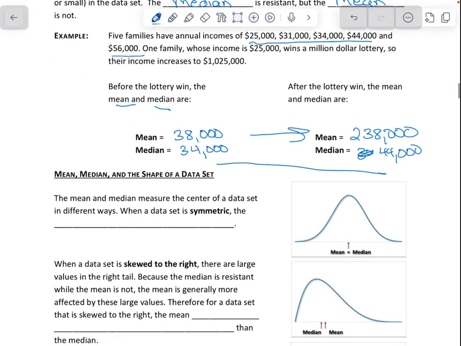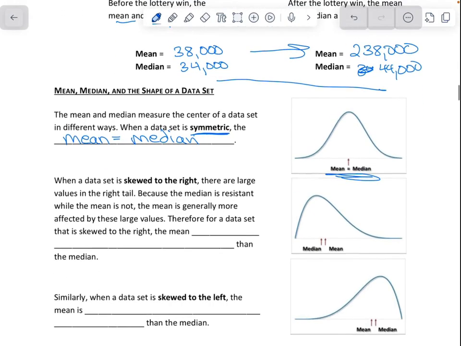That also affects the shape of the data. If the mean and the median are basically the same, that happens when we're symmetrical. The mean and the median will be the same because everything's nice and even. When we're skewed right, that usually means I have large values out on this side. What that's going to do is pull the mean toward those large values. It's going to make the mean get bigger.